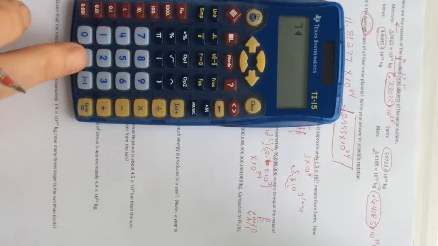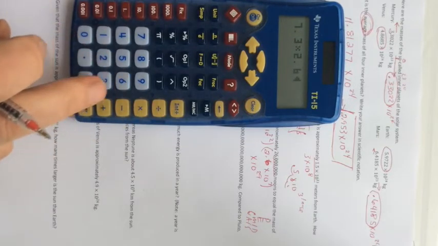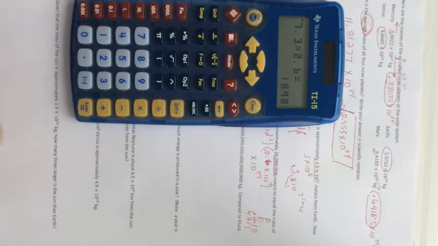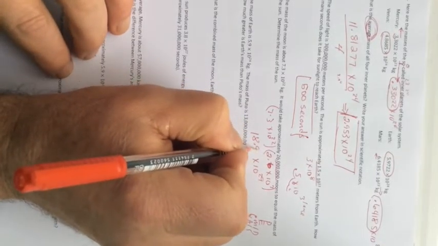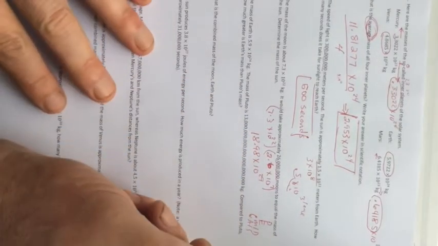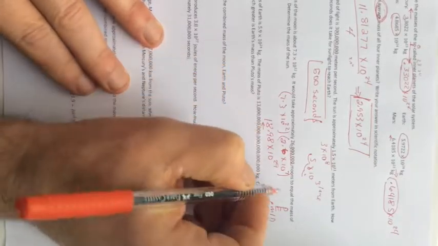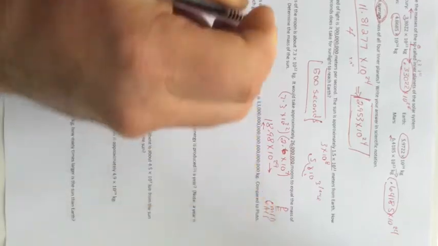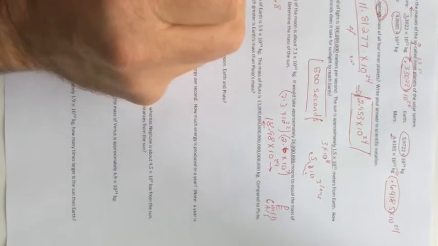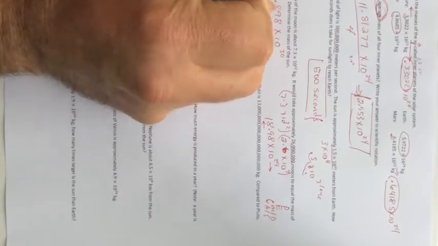So 7.3 times 2.6, 18.98. Okay, 18.98. That would be good, but it's not between 1 and 10, so I need this decimal to go there, which means the 29 is going to go like that. So the 29 will grow to a 30. So we have 1.898 times 10 to the 30.